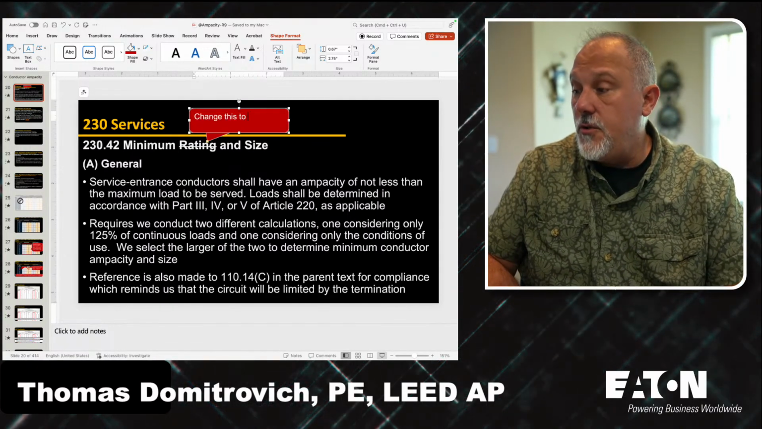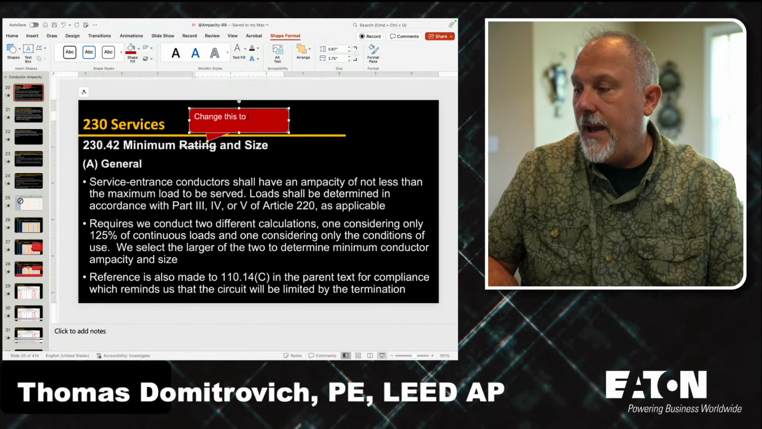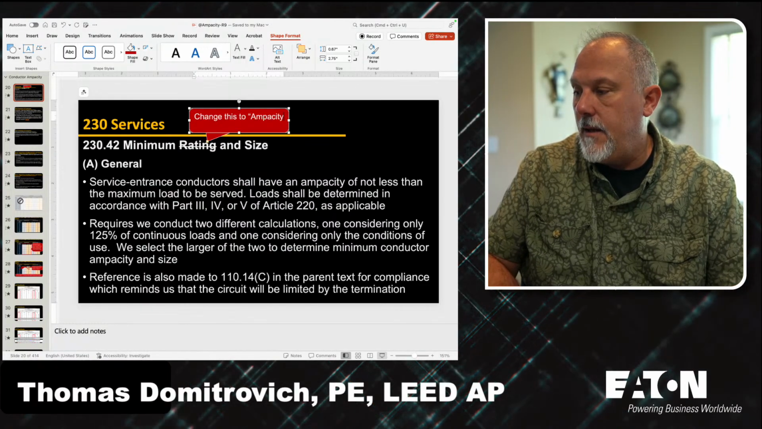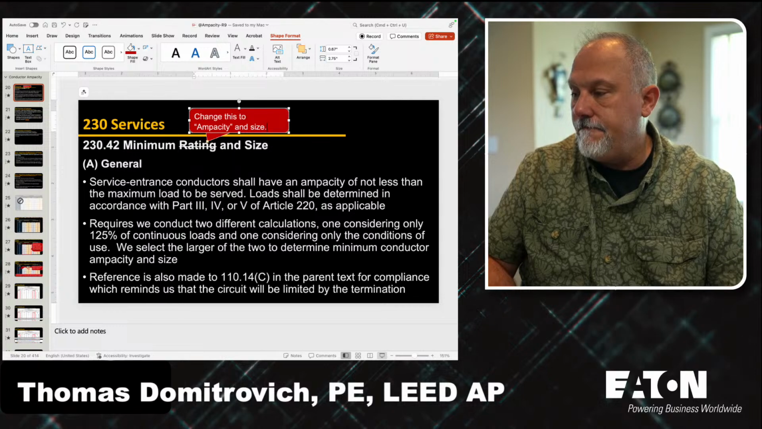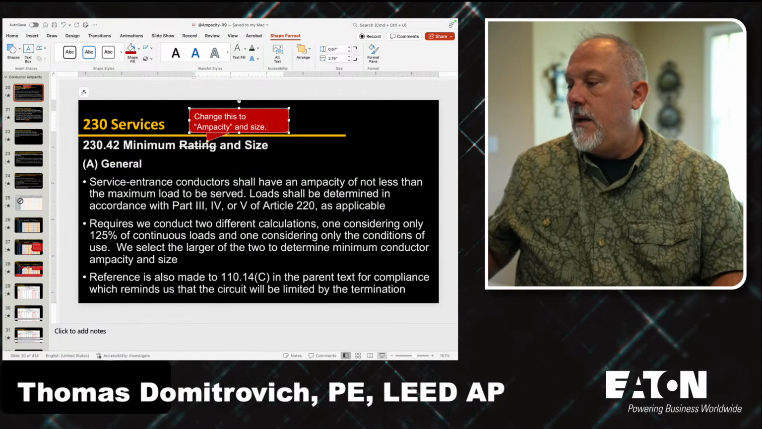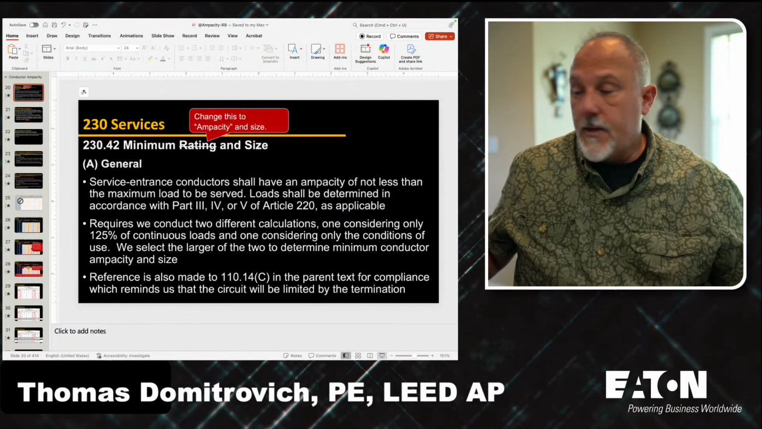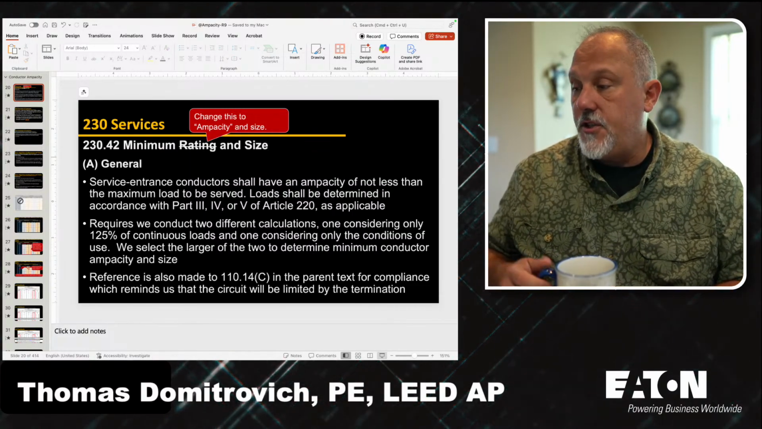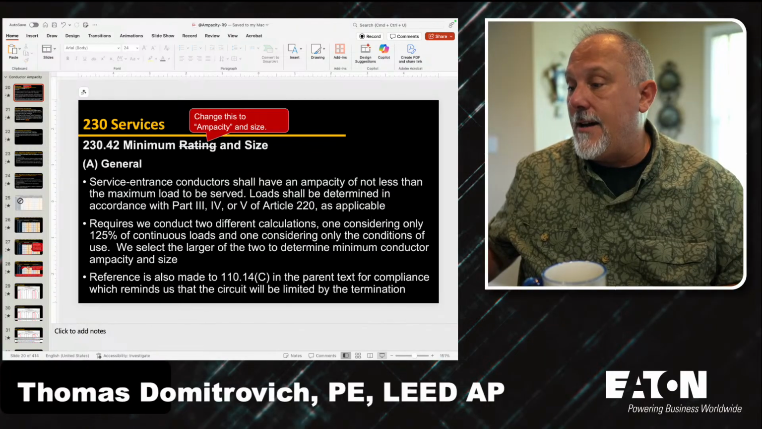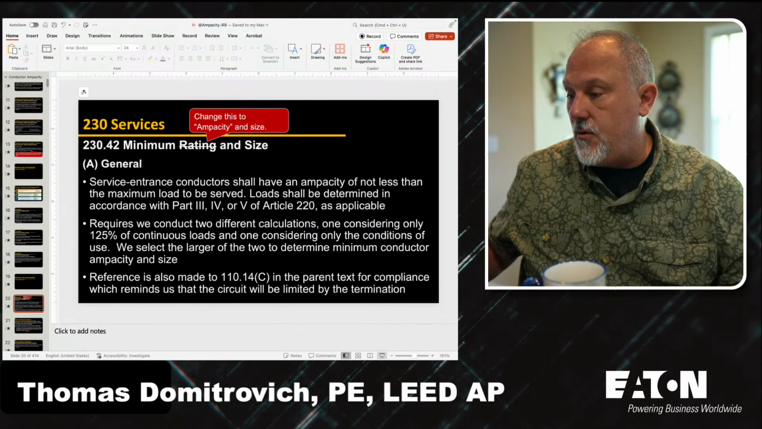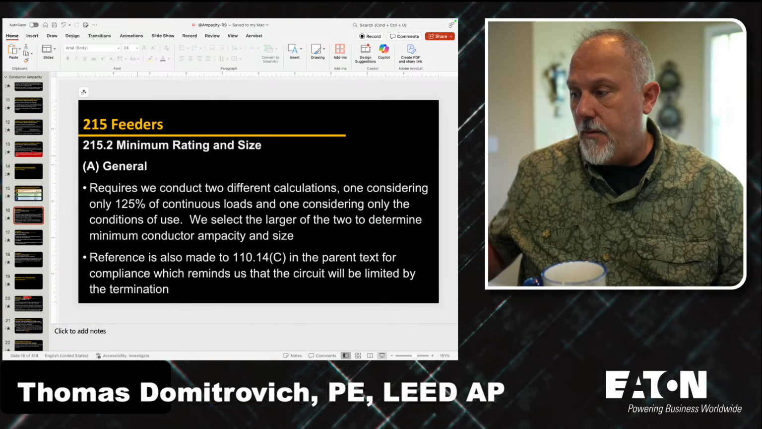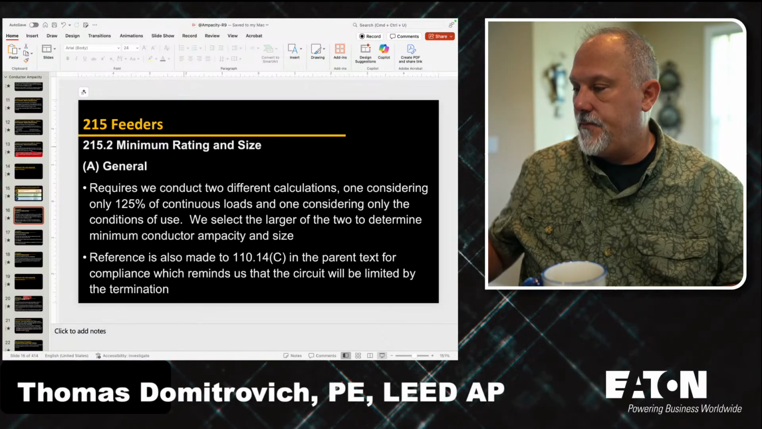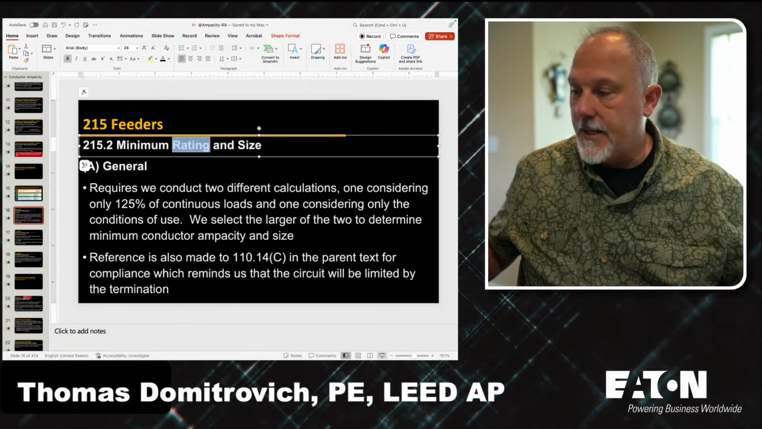Change this to minimum ampacity and size. All right, so that'll be a public input. We're going to have to make a public input for Article 230, Section 230.42, because that would align with, if I go back up to feeders, minimum... ooh, that's rating and size too. That's got to change.